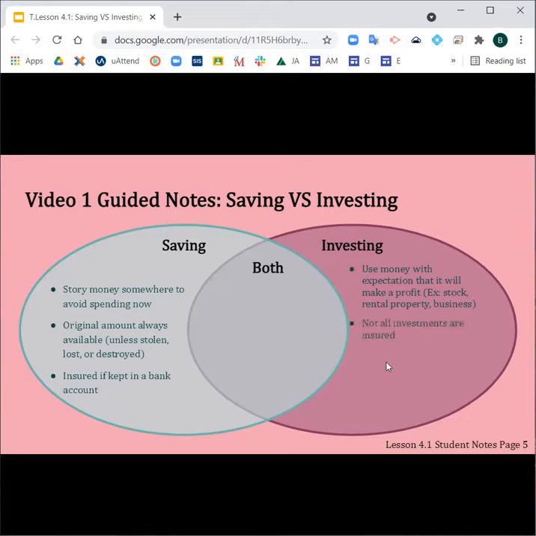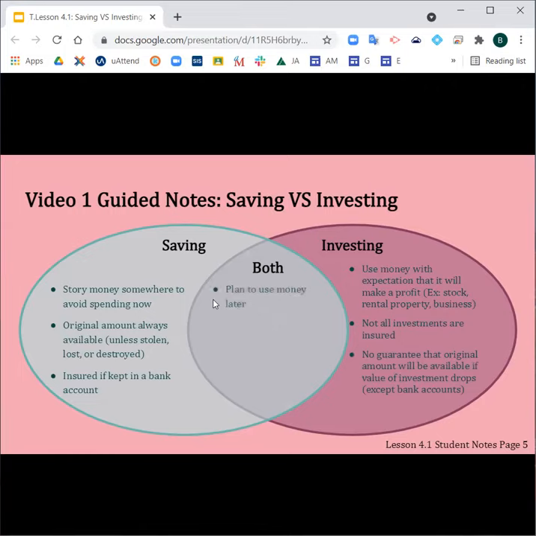Not all investments are insured, which means that there isn't a guarantee that the original amount will be available if the value of that investment drops. The only exception to that would be a bank account. So if you have a savings account or a checking account, some checking accounts, most savings accounts, you're able to earn interest on that. So that's a way that your money is going to be making some more money for just storing it in that bank account.